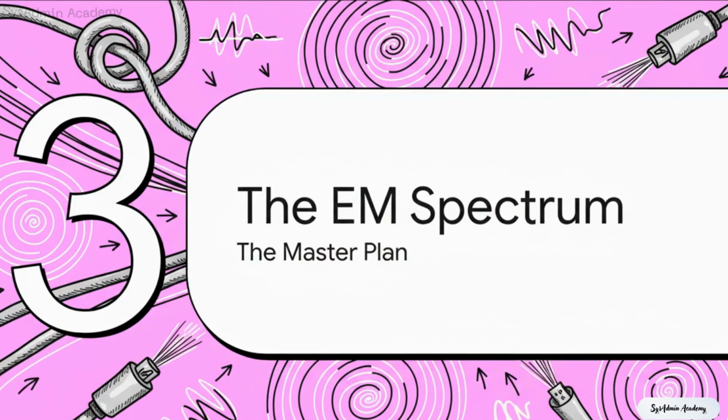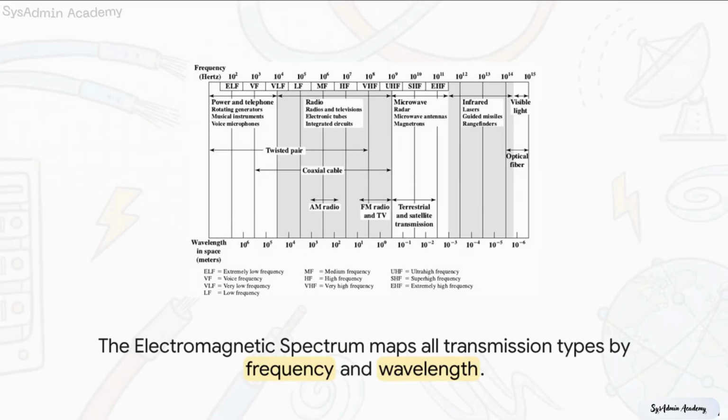So we've talked about electrical signals in a wire, pulses of light in glass, and all these different waves flying through the air. You might think they're all totally separate things, but they're not. They're actually all part of the same big family. They all live on one master chart. And this is it, the electromagnetic spectrum. Honestly, this is one of the most important concepts for understanding any kind of communication.